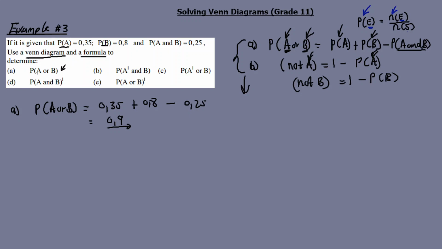Then for these questions, B to E, we use an event diagram, right? Because there is no formula for A and not A and B, not A or B; we don't have a formula between the two. Remember? So I have to apply the event diagram again this time.